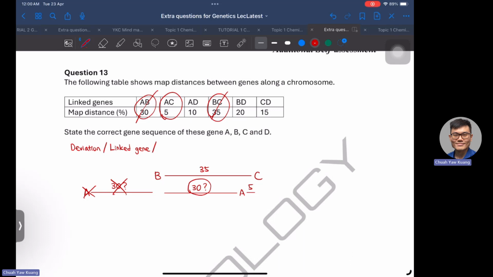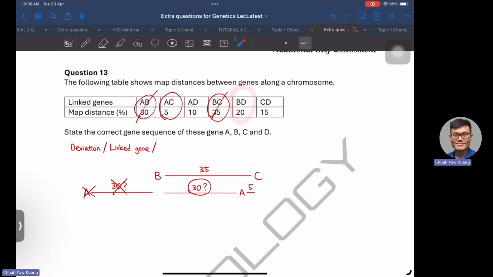for another gene, which is the D gene. Because there are only 4 genes here, right? So A, B, C, D. We have confirmed the A, B, C sequence. Next we have to look for the D gene. From what we know here, same thing, find the largest distance first, which is B and D.